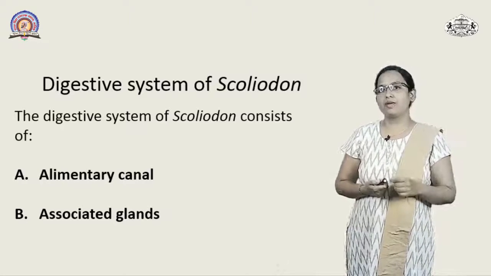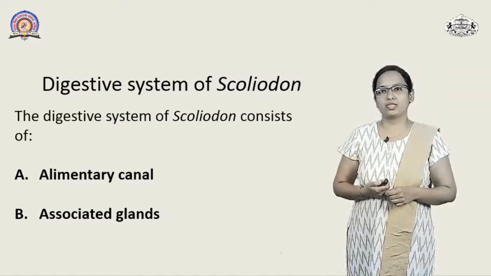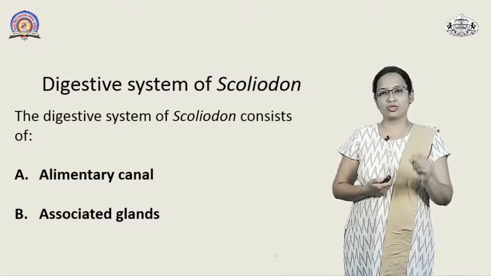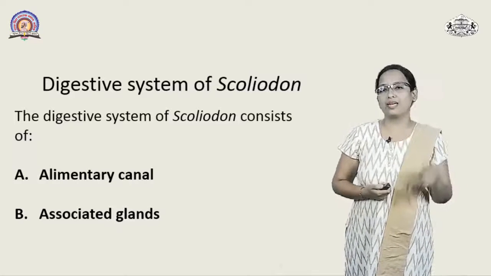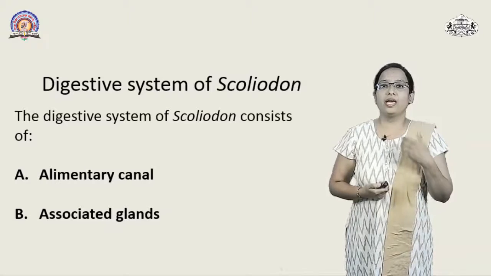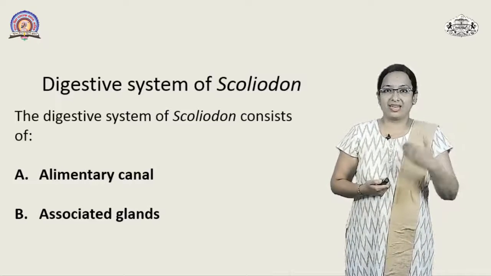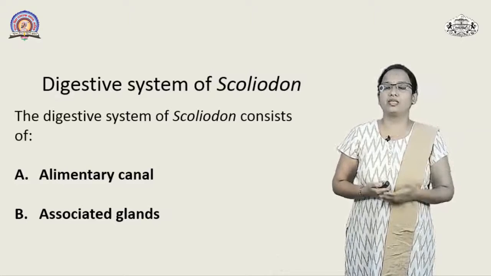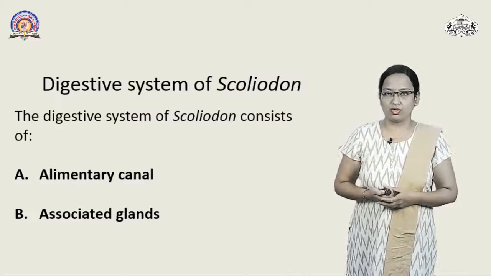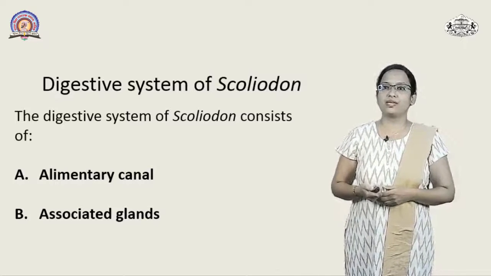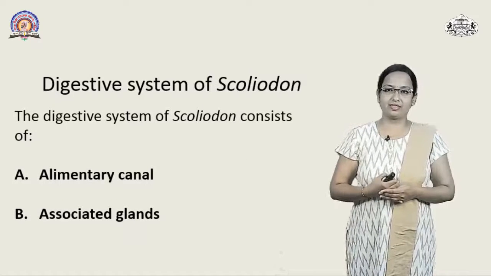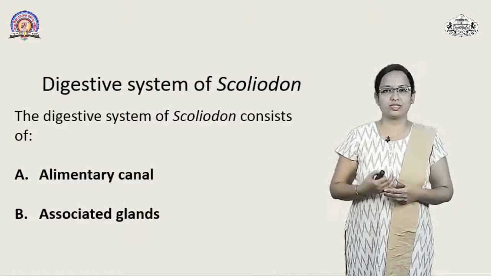Then the second part that we are going to study is associated glands, and these associated glands include all the glands which are going to be helpful or useful in the digestion, which are going to aid in the digestion of the scoliodon. So let's first begin.